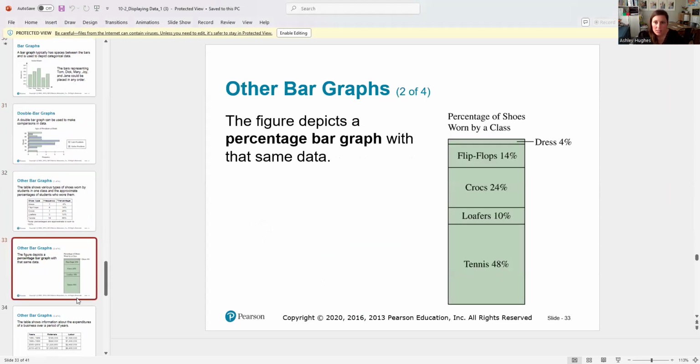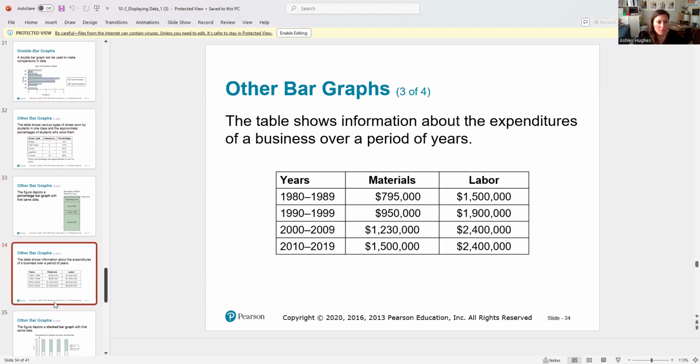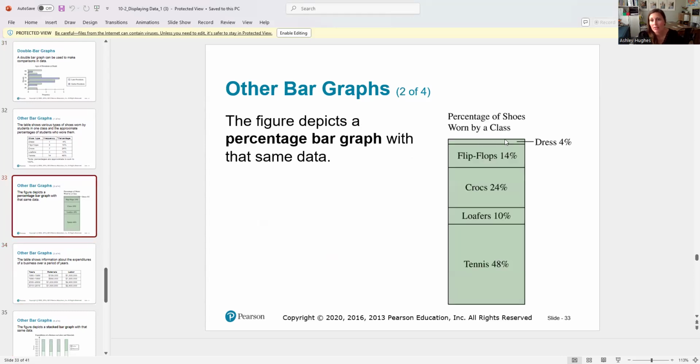So let's see if there's anything else. This is talking about a percentage of shoes. So dress shoes, flip-flops, Crocs, loafers, tennis shoes. This is another way to show a bar graph. It's kind of more like a pie graph, but instead of a pie representing a whole, it's one bar representing a whole.